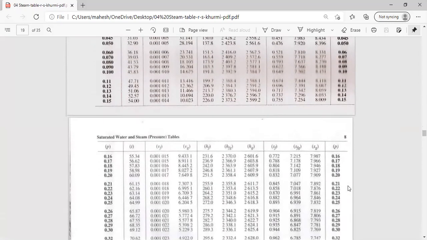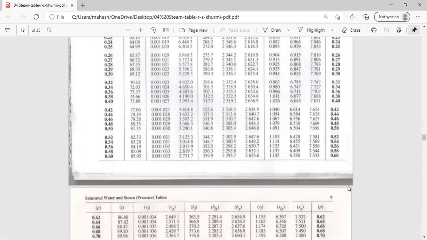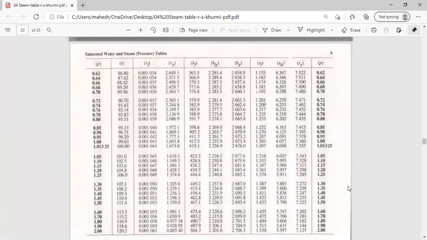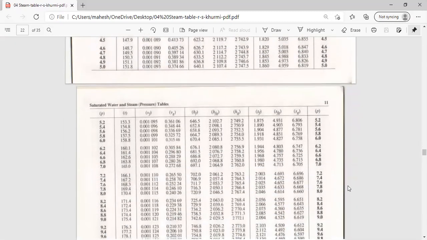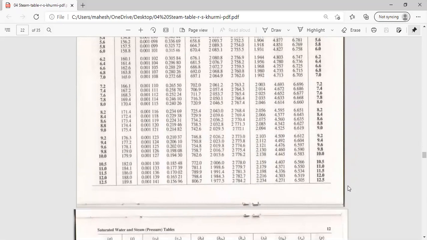So my pressure is 0.1 megapascal, which is 1 bar, approximately 1 atmospheric pressure. So you see that when the pressure is 1.01325 bar, the corresponding temperature is 100 degrees centigrade. Okay, so it means that the water would boil at 100 degrees centigrade if the pressure is maintained at 1.01325 bar. Similarly, if you are asked to find the boiling point at 10 bar, which is 1 megapascal, let us go to 10 bar. So you see that at 10 bar, the boiling point is 179.9 degrees centigrade.